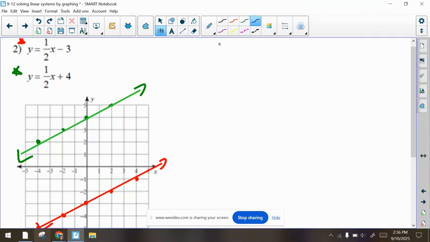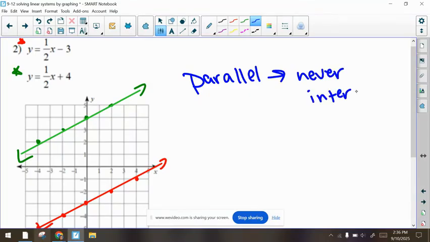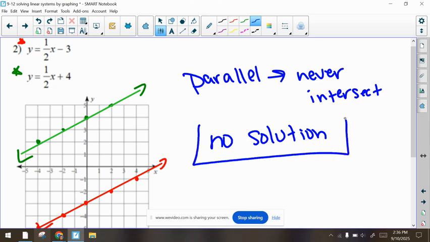I should notice these 2 lines are parallel. So if I have parallel lines, they never intersect. So if I have 2 lines that I graph that never intersect, this is no solution. Those two lines will never touch. They will run the same distance away from each other, but never touch. Now, I could tell this because I graphed it and I see that those lines are parallel.